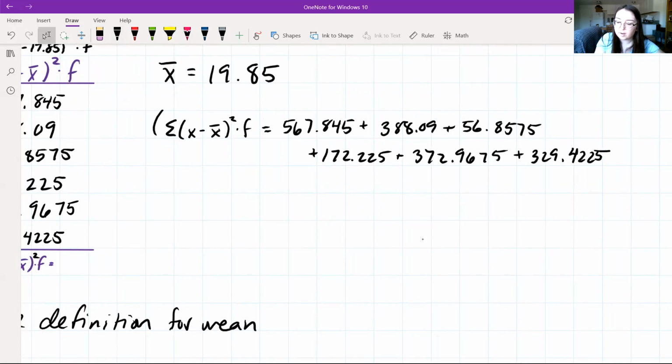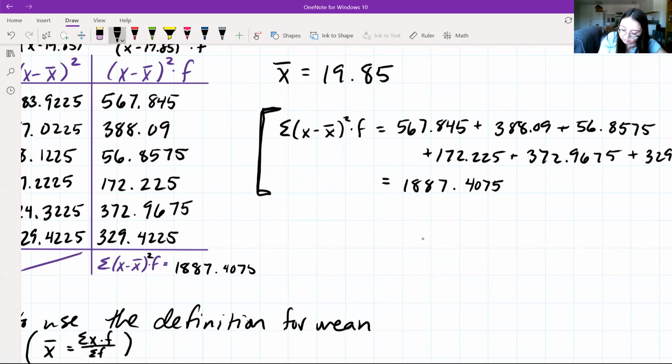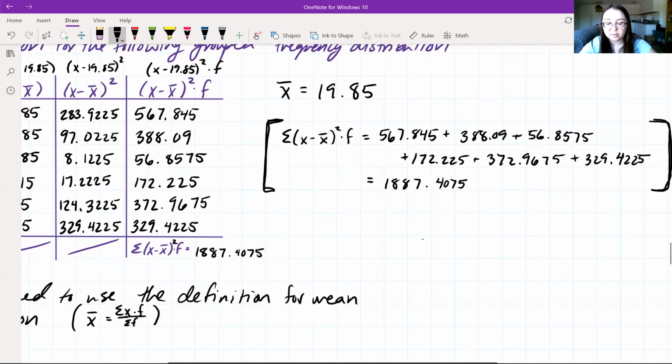And remember, this is our sum. And then it's going to give us a value. I'm going to put a bracket around this instead. So when we add all of these values up, we're going to end up getting 1,887.4075. So that's our sum. So we can write this down here as well. 1,887.4075. So this is the sum of the squares of our deviations times our frequencies.